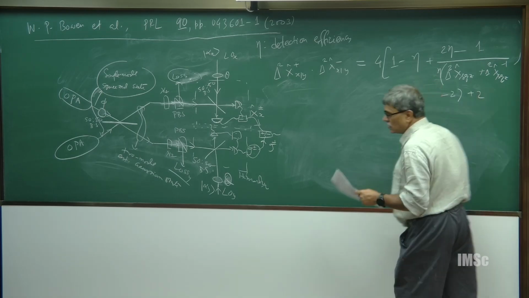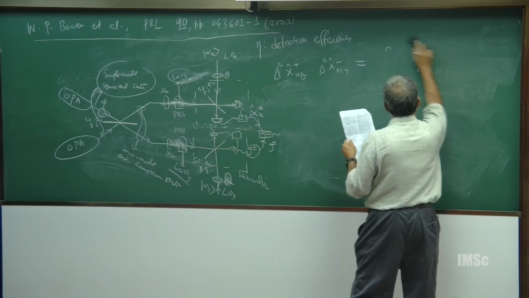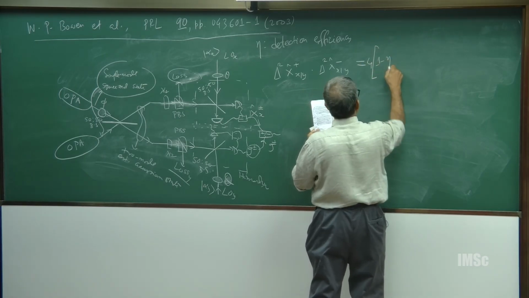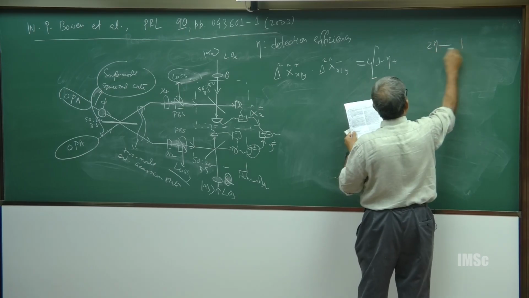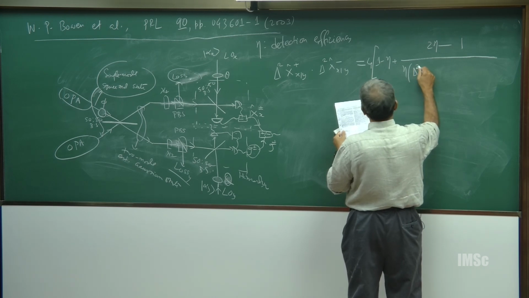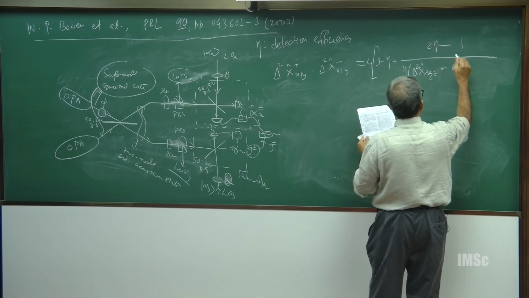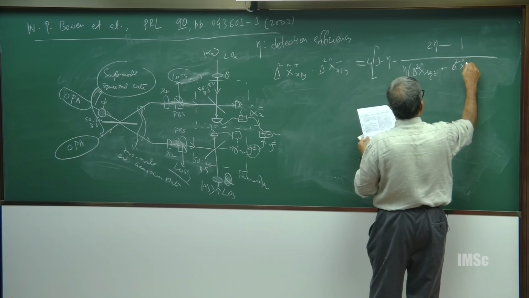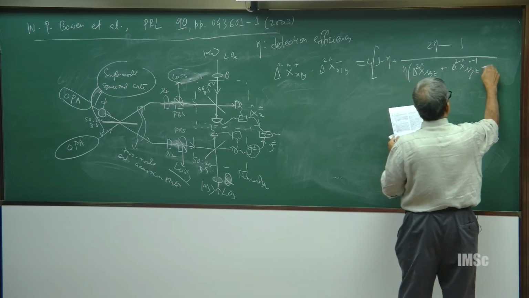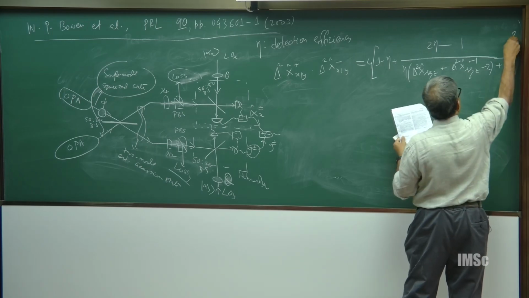Maybe I should not write like this, let me write it in a different way. So this is 4 times 1 minus eta plus twice eta minus 1 divided by eta delta square x, this is squeezing. So this is the uncertainty in the squeezing, which we have taken basically the squeezed light. This is the inverse of that, minus 2 plus 2, and then this is square.